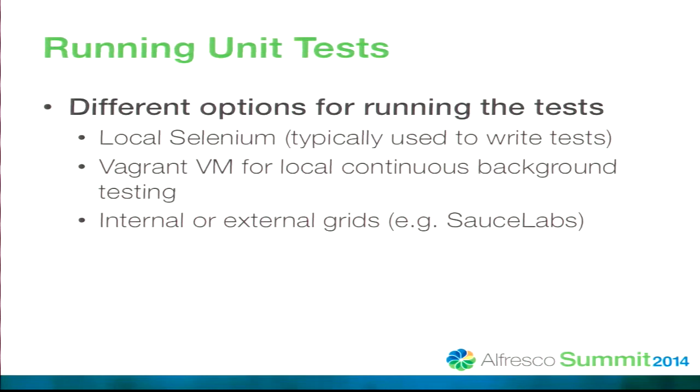So we use a Vagrant VM for that, and of course, once you scale up your testing, you probably want to test across a range of different web browsers. And to do that, you need to look at a grid. So you could have an internal Selenium grid, for instance, or you could use an external grid like Sauce Labs to essentially outsource the web browsers there. So the tests are compatible with that.